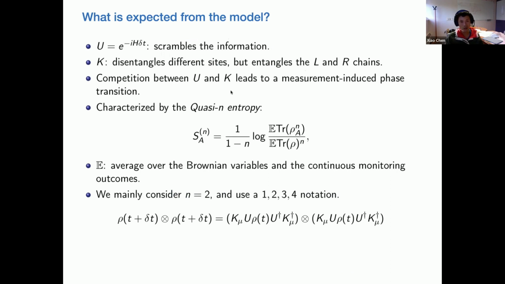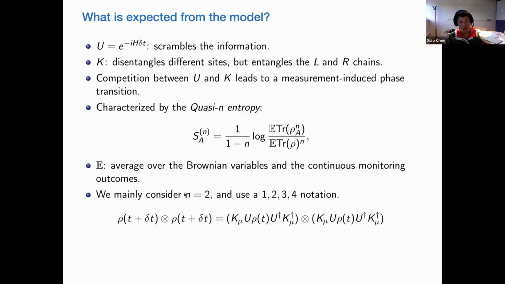We're going to characterize this phase transition by the quasi-entropy. It's slightly different from the entanglement entropy, because for the entanglement entropy in a random system, we should take the average over the entire log of this quantity. Here, for computational convenience, we are taking the expectation value inside of the log. I don't want to go into the technical detail, but this does make the calculation much easier to handle. So we are averaging over the Brownian variables and the continuous monitoring outcomes.